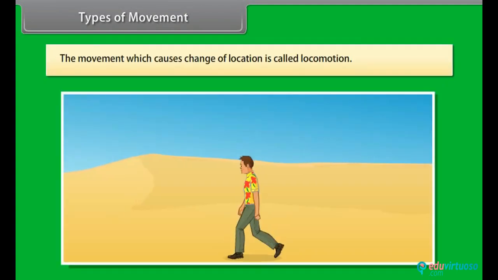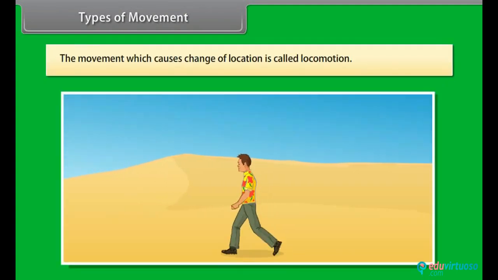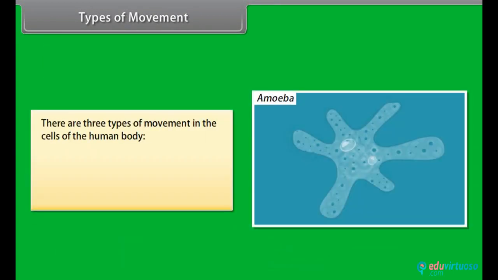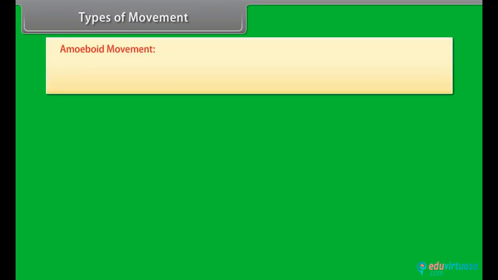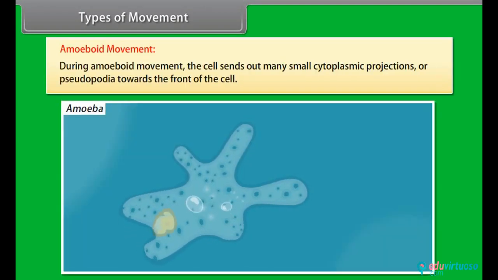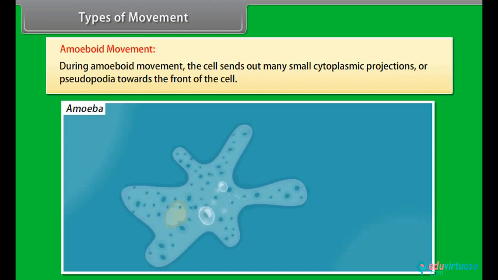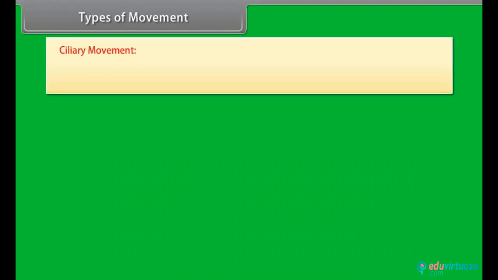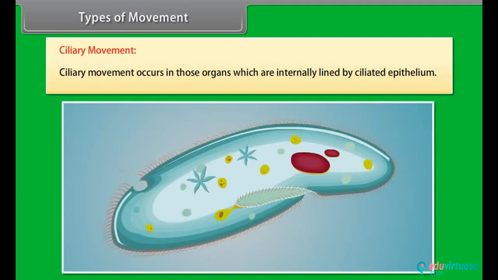Types of movement. The movement which causes change of location is called locomotion. There are three types of movements in the cells of the human body: Amoeboid, Ciliary, and Muscular. Amoeboid movement. During amoeboid movement, the cell sends out many small cytoplasmic projections or pseudopodia towards the front of the cell. Ciliary movement. Ciliary movement occurs in those organs which are internally lined by ciliated epithelium.